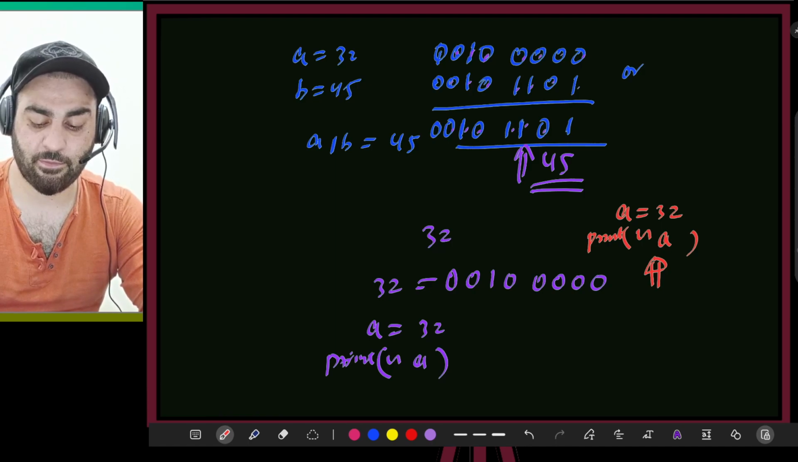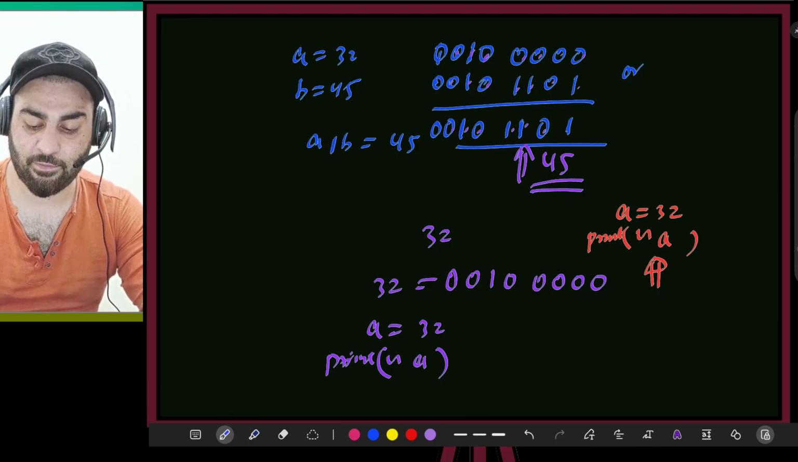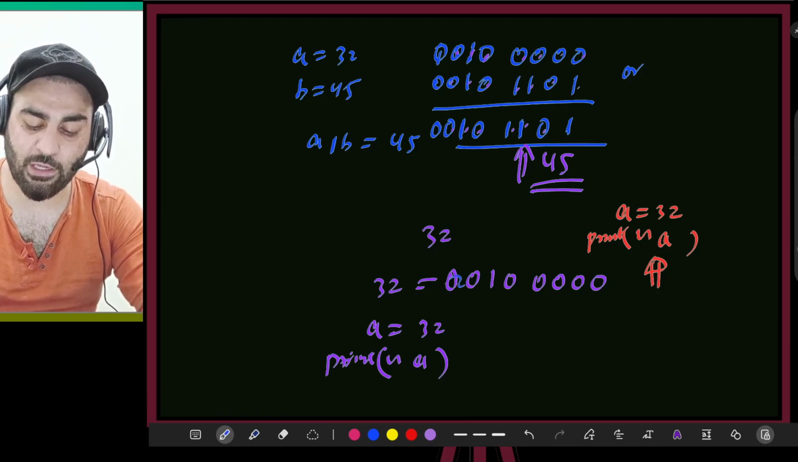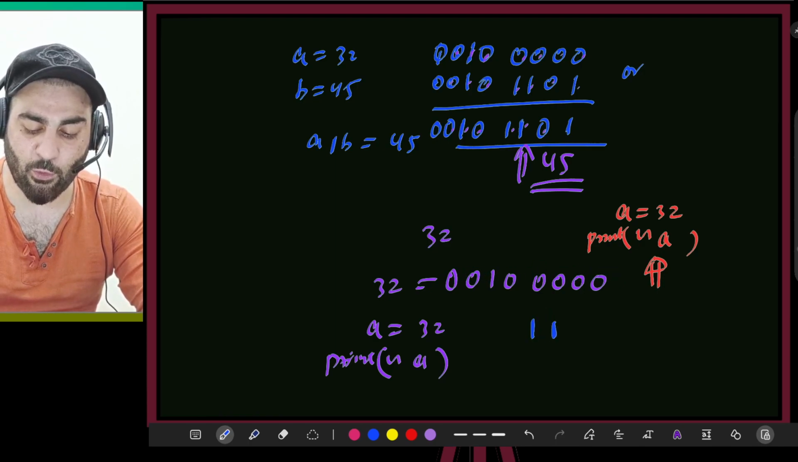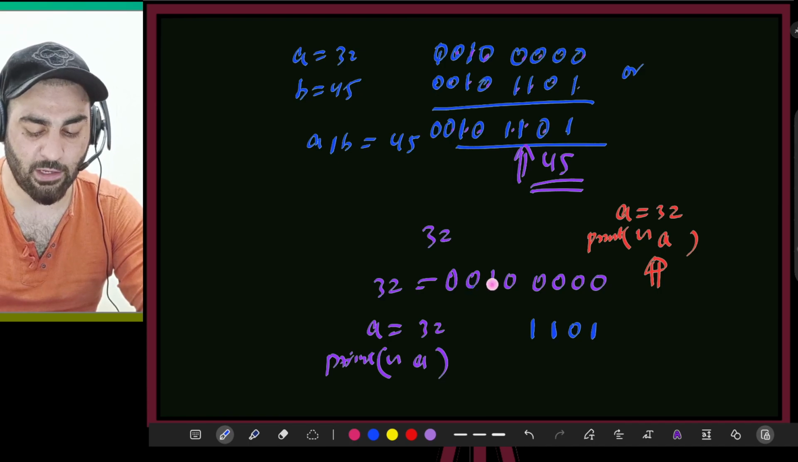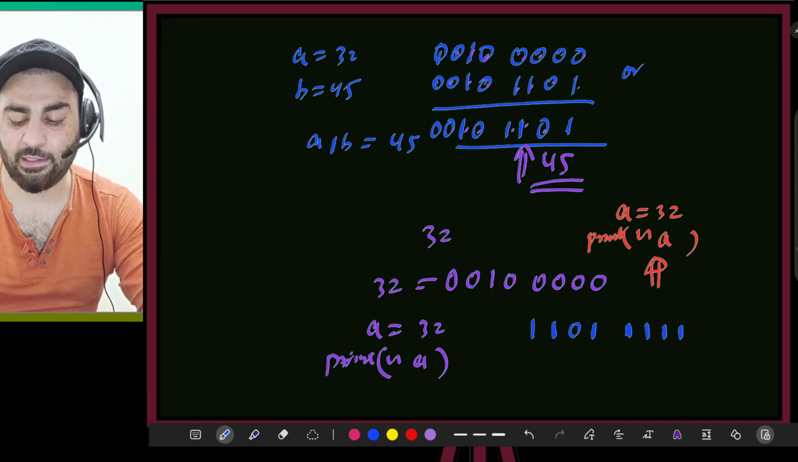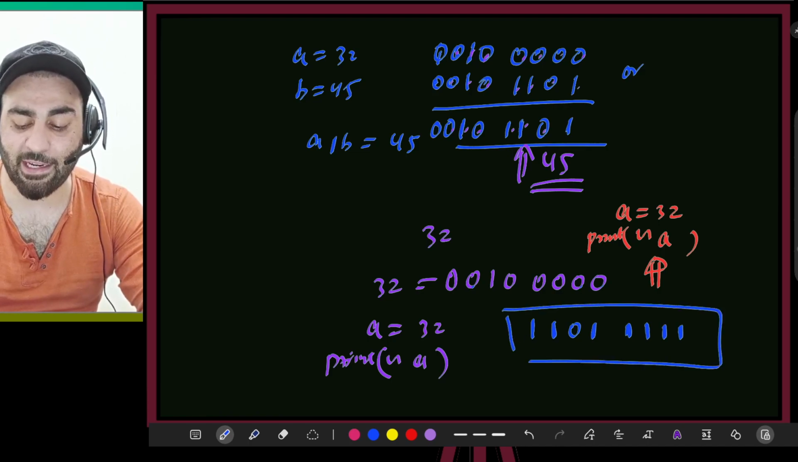So what will happen first? The bits will be flipped. So it will be 1 1 0 1 1 1 1 1. This is what will happen in binary.